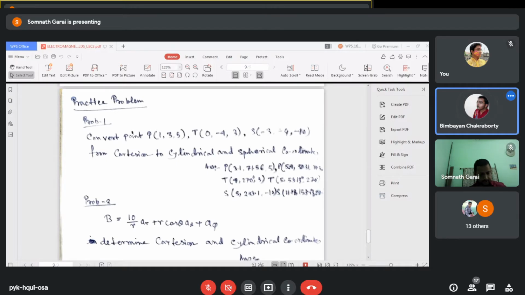Sir, for spherical coordinate, theta is equal to tan inverse root over x square plus y square by z, right? Okay. And phi is equal to tan inverse y by x.